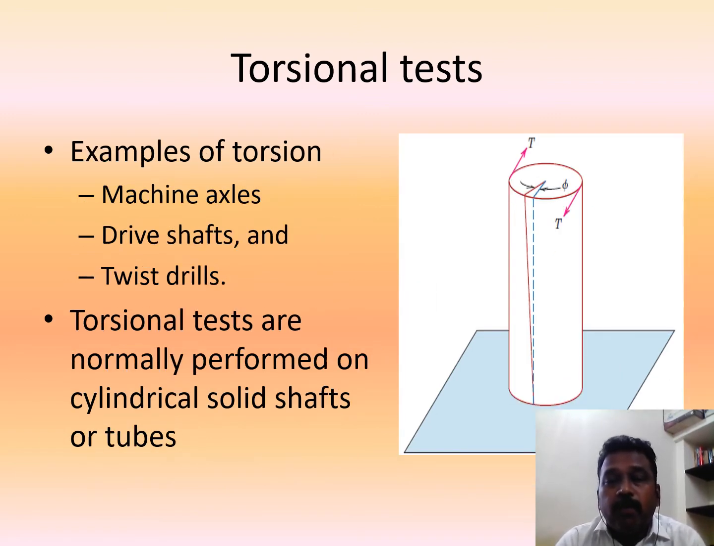These are examples of torsion. You can see the machine axles, drive shafts, and twist drills. There you can see the rotary motion of the shaft. One end is fixed and the other end is rotated. These tests are normally performed on cylindrical solid shafts or tubes.